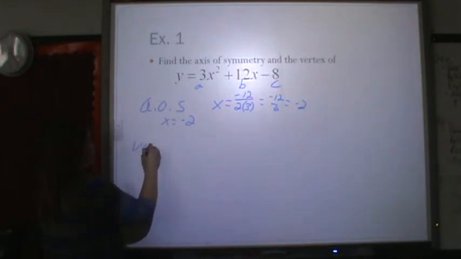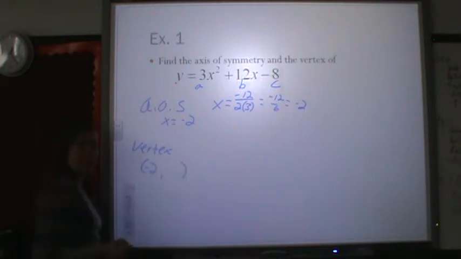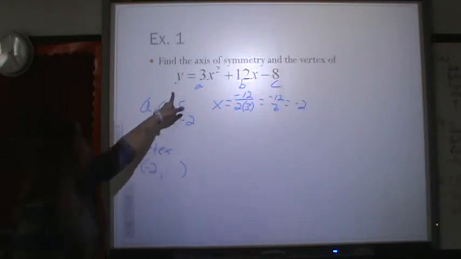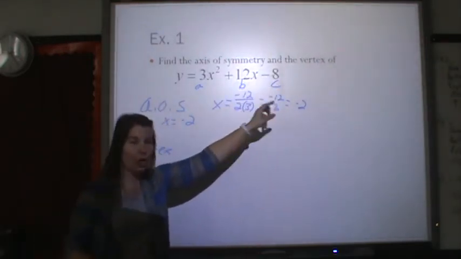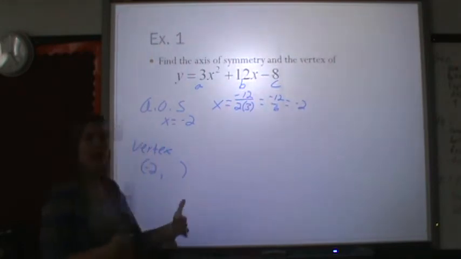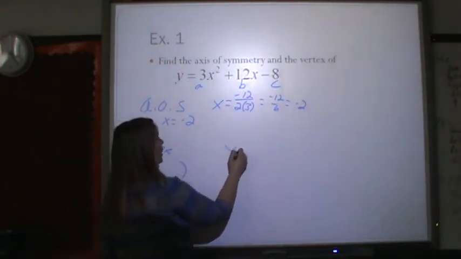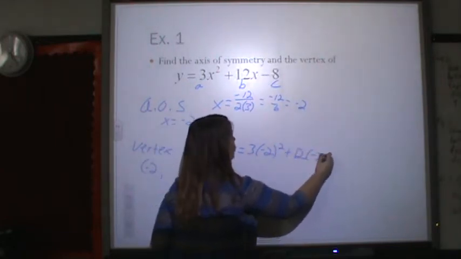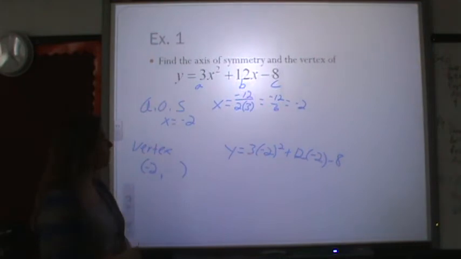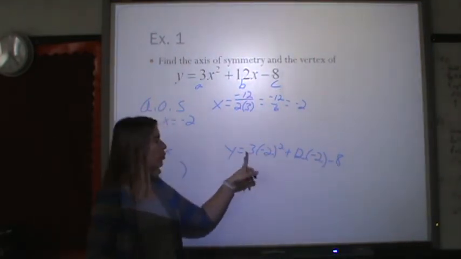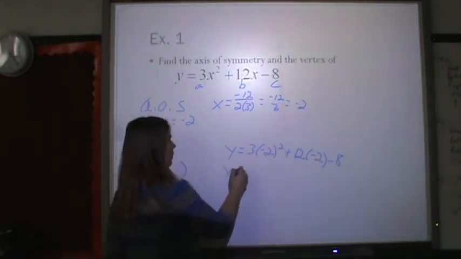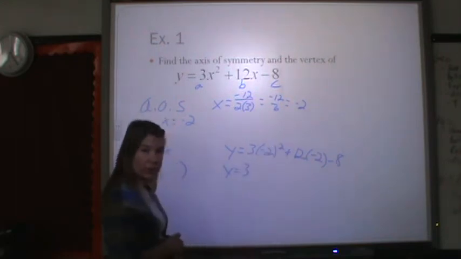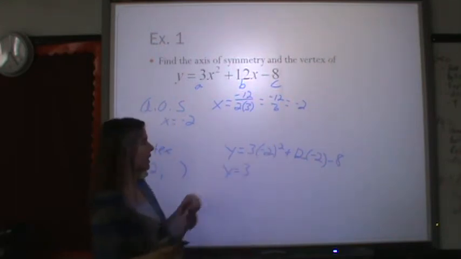To find the vertex, that negative 2 is the x value of my vertex. The best way to always find the y value is you take this x and you plug it into the original equation up here. Put it in for both of the x terms, and that will give you the y value. So we're going to write down y equals 3 times negative 2 squared plus 12 times negative 2 minus 8. Please don't forget you have to do the exponent first before you can multiply anything by 3. So negative 2 squared, remember no matter what your calculator says, that is going to be a positive 4.